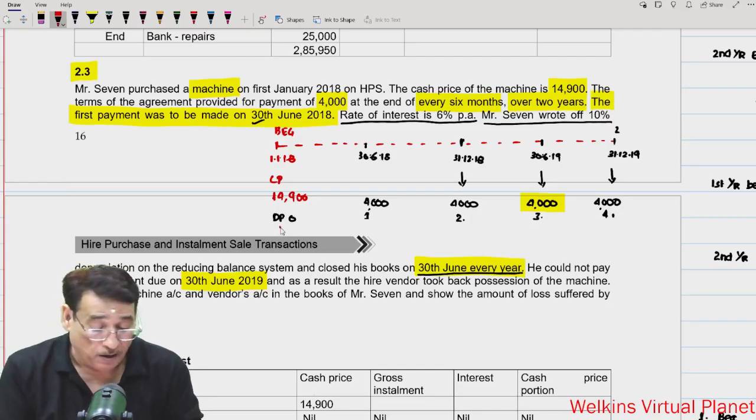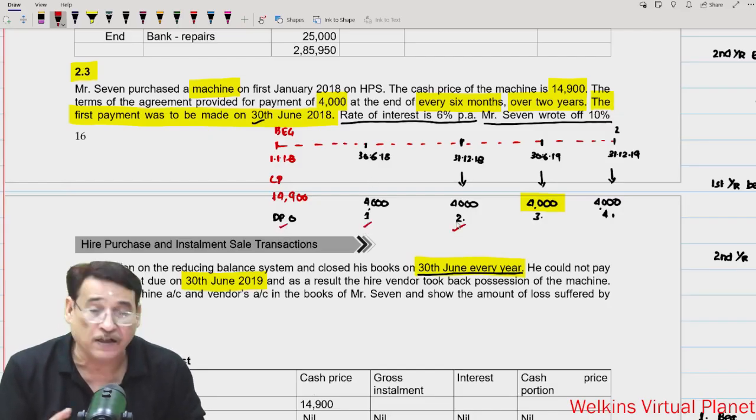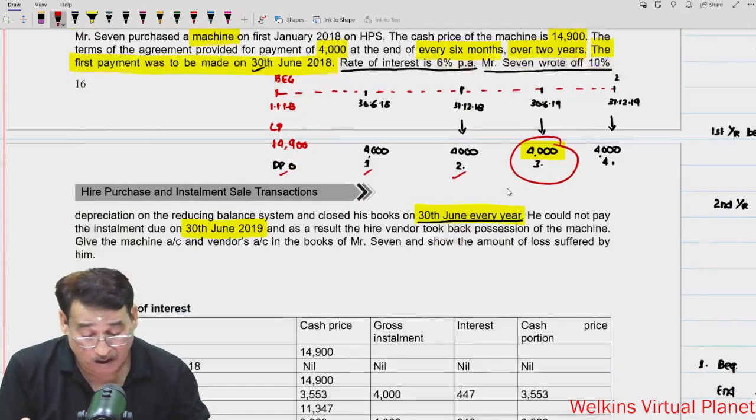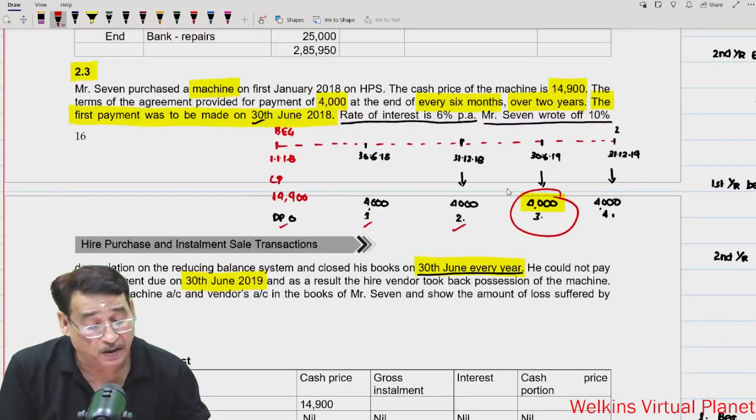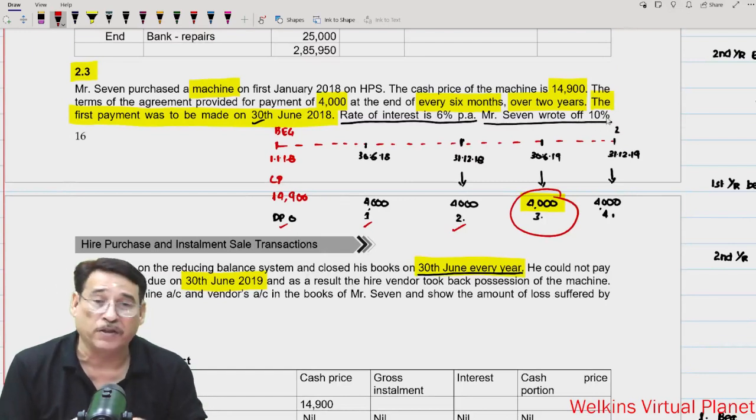That means, actually, in this question, there is no down payment. First installment and second installment have been paid. So on the third installment, default has been committed. Correct? And rate of interest is 6% and depreciation on reducing balance system is 10%.